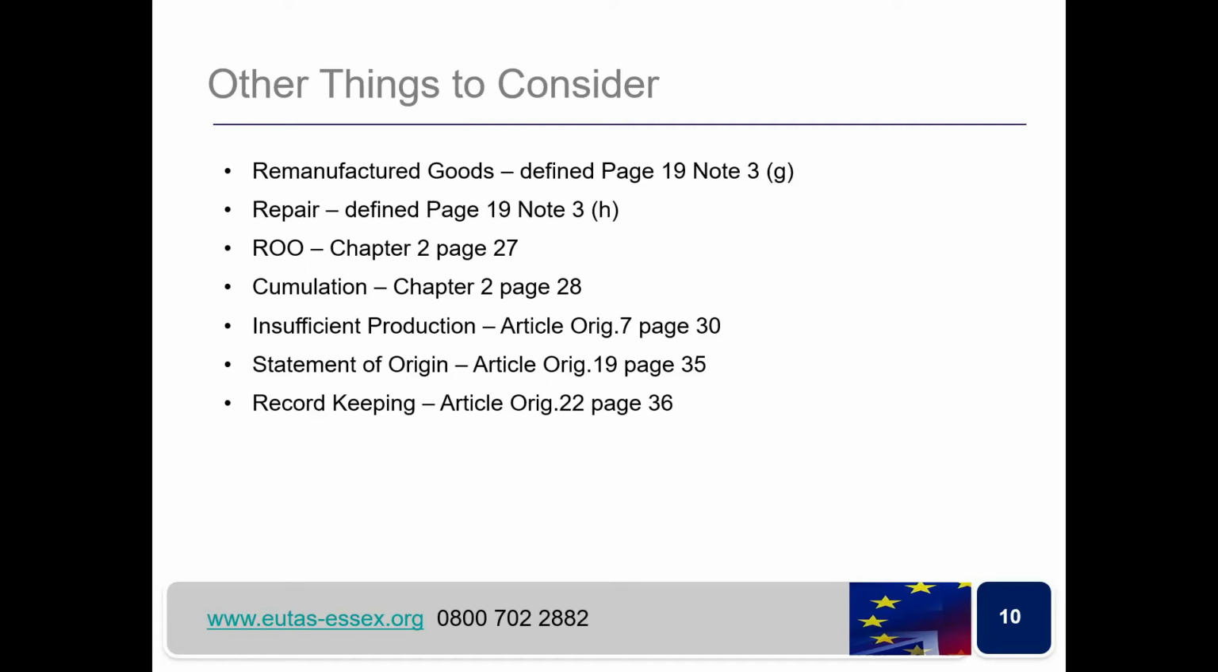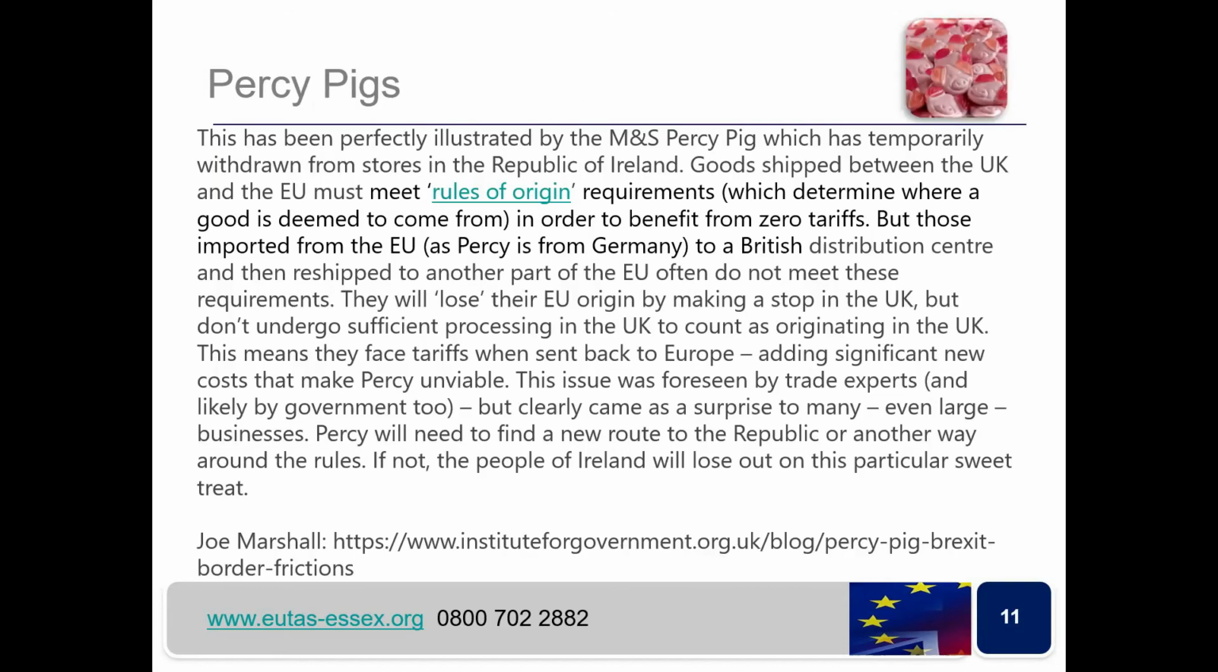Statement of origin: you have to state when you export the product a statement of origin, and that tells you how to do that and what you should include in that. That's on page 35. And importantly, record keeping, because you are expected to keep records for a minimum period of time so that you can be re-audited if necessary. So you have to be clear that your statement of origin is correct and that you've got evidence to prove the origin status. So I will mention Percy pigs.